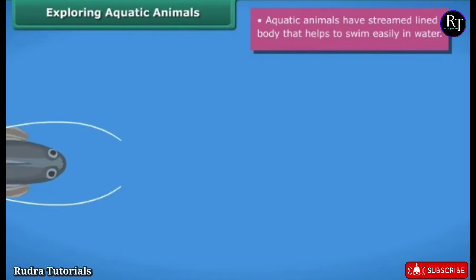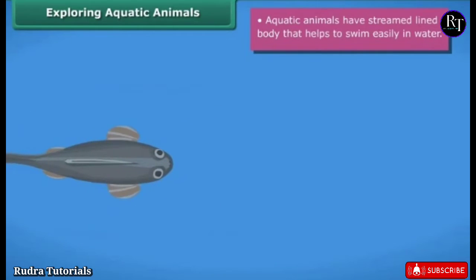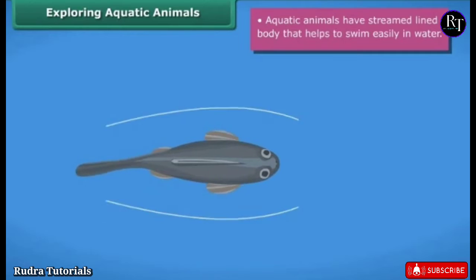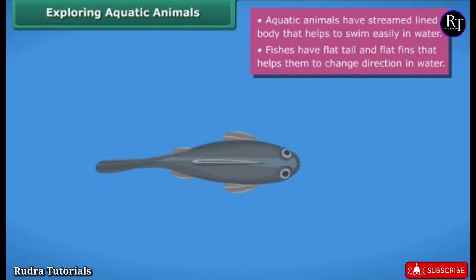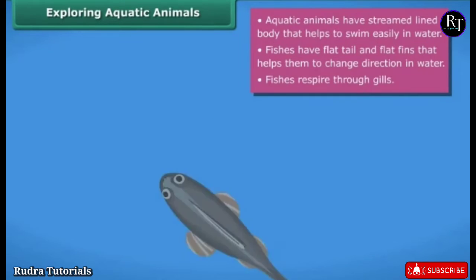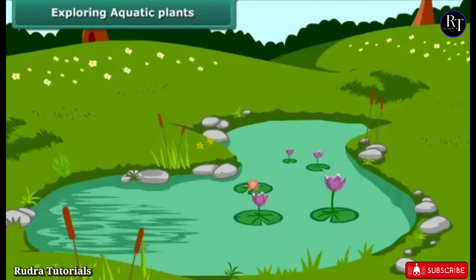Aquatic animals like fishes have a streamlined body that helps to swim easily in water. Fishes have a flat tail and flat fins that help them to change direction in water. Fishes respire through gills. Students, you might have seen lotus floating in ponds and lakes. These plants show various adaptations to live in water.